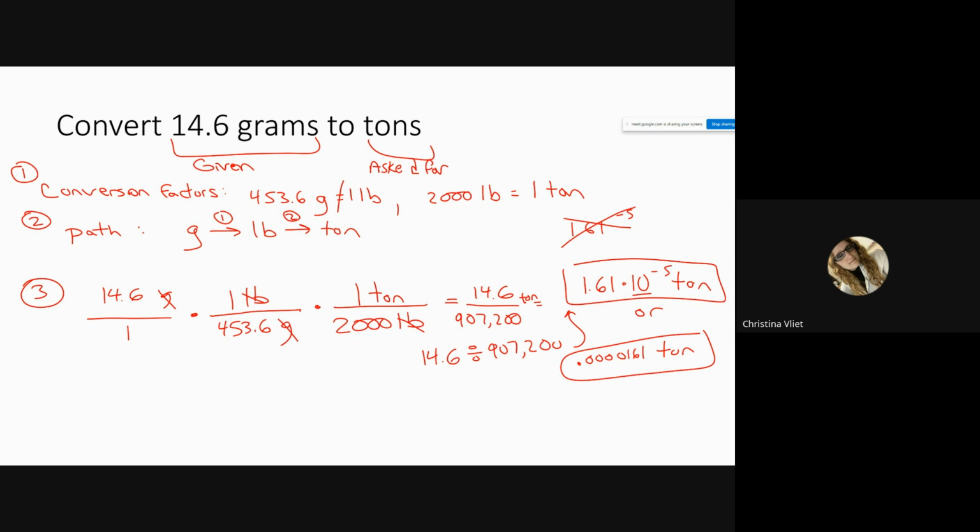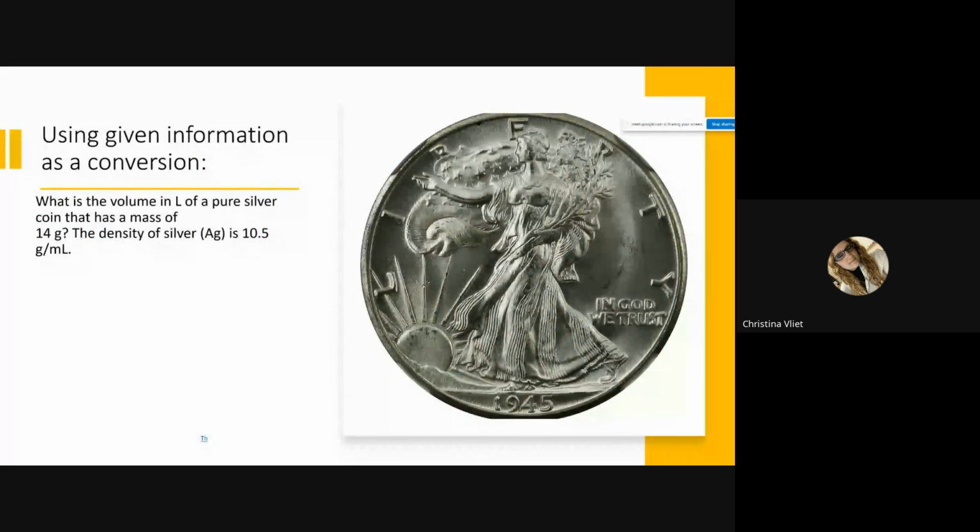So there's 2 more scenarios we need to look at. One is how do we use given information in a question as a conversion, and the other one is called double conversion factors. And so we'll be looking at these last 2 scenarios before we go for the day. Ready? All right, this is the next one. Using given information as a conversion.